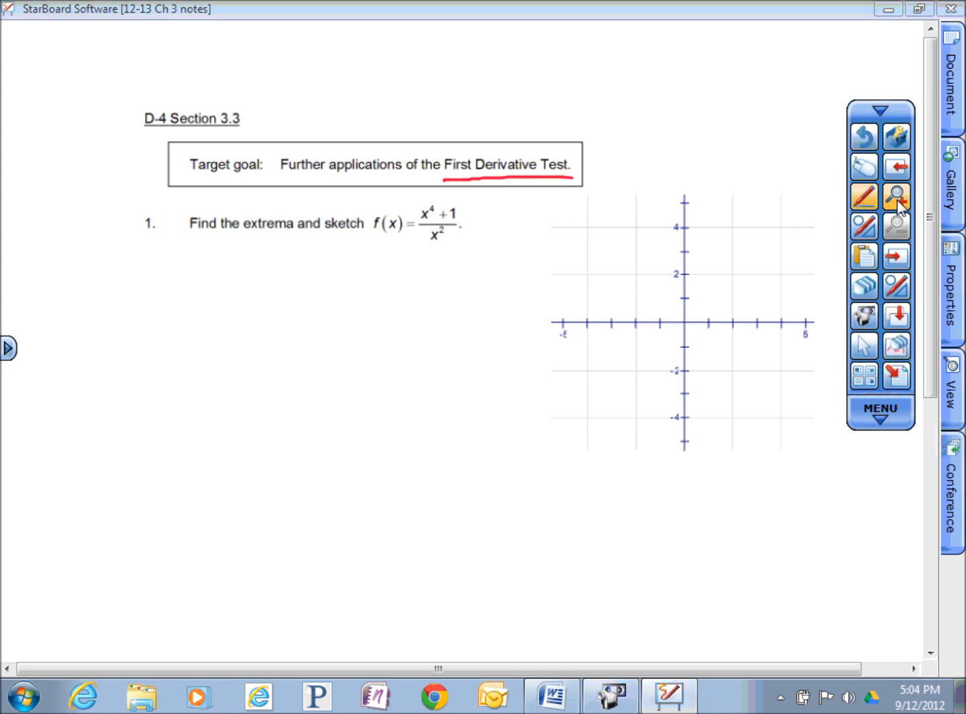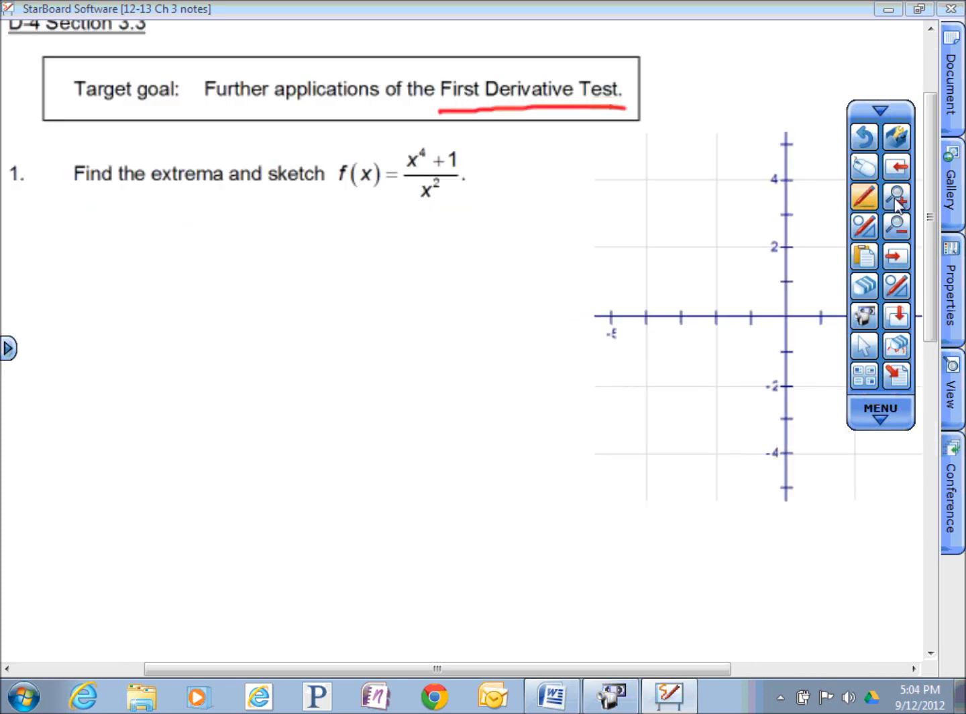So I've got this function, and I might need a little bit more room, so I'm going to zoom in just a little bit so I've got some more space. Find the extrema and sketch this thing. So remember extrema, I look at it first. I look at this equation, and I can tell that I've got a vertical asymptote at x equals 0. So I know I am not going to have a value at x equals 0. Let's just make note of that right now.